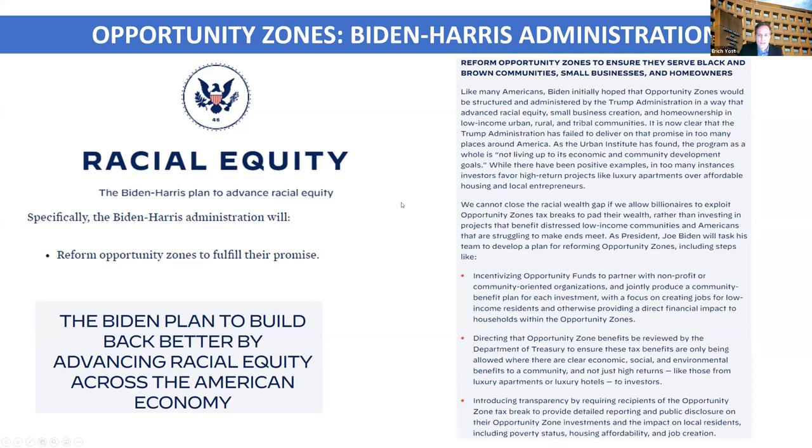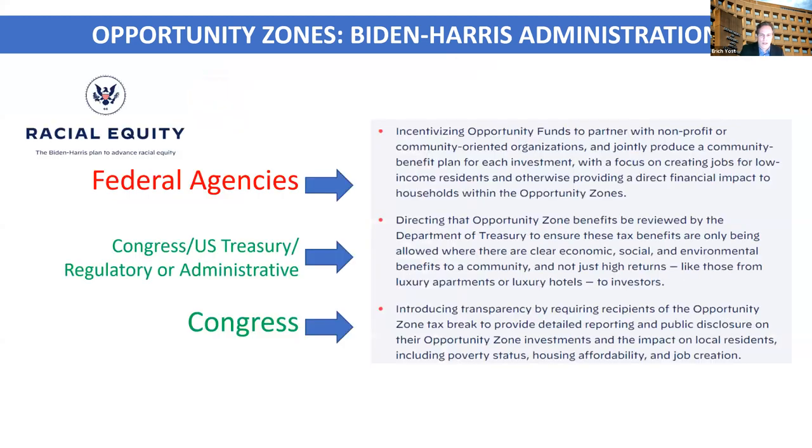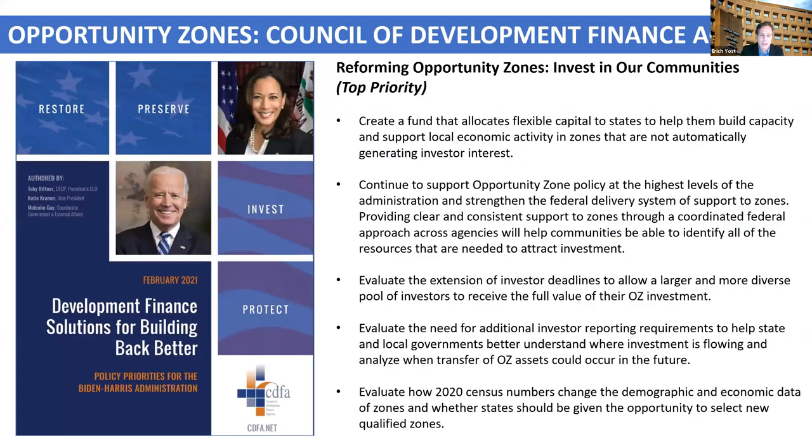with a focus on three key areas that most people are probably well attuned to by now, which is how do we ensure that opportunity funds partner with nonprofits and community-oriented organizations around creating more benefits for the community, with a focus on the residents that live in Opportunity Zones. The other two, around the tax benefits to show there's clear benefit and transparency and reporting, would take either congressional action or regulatory or administrative action. So we're mostly going to be focusing today on the first part of these efforts, on how we can continue to provide resources that can benefit the community. In addition, the industry has also recommended some reforms to Opportunity Zones and some top priorities for the administration.